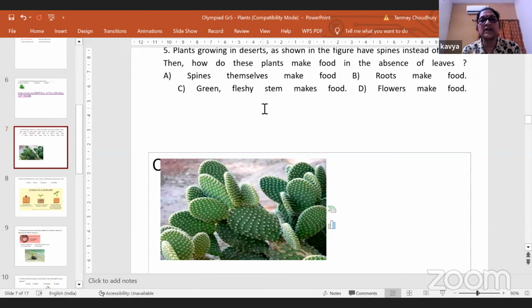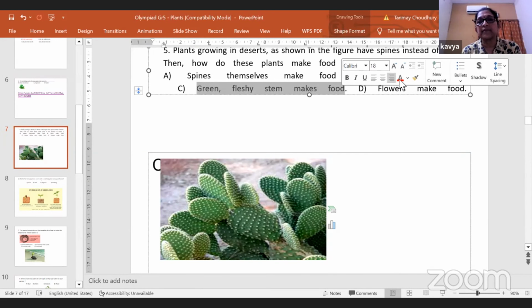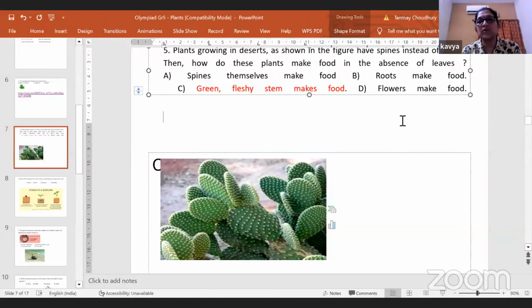So what will be the answer? Spines themselves make food? No. Roots make food? No. Green fleshy stem makes food? Yes, this one. The flowers make food? No. Next one.